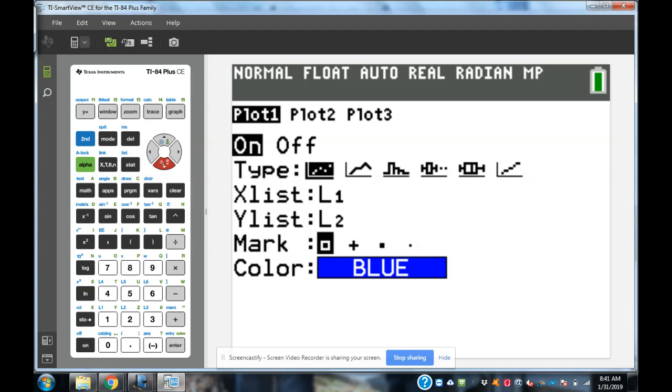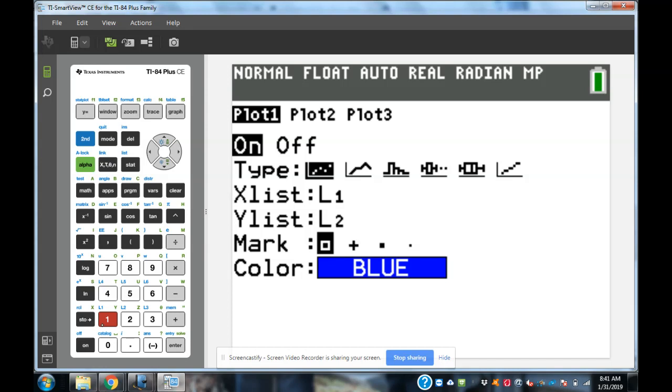If for some reason yours does not have that in there, or something got pressed, it was in your bag and buttons got mashed or something, and somehow it changed that. To get list 1 back in that, you hit second and then the number 1. If you look above number 1 in blue, it's L1. So that's how you select a list for your calculator to use. And if you needed to change that to list 2, you just hit second number 2.